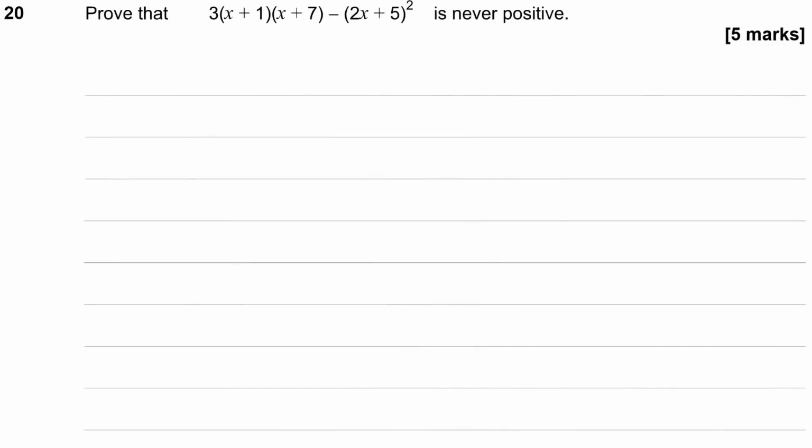Question 20. Prove that 3 lots of x plus 1 times x plus 7 minus 2x plus 5.